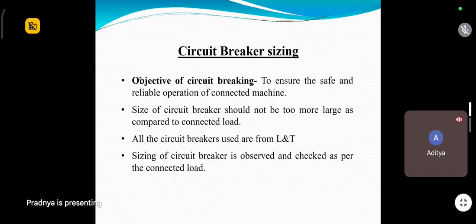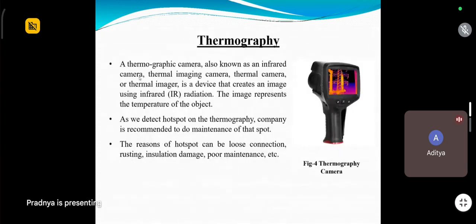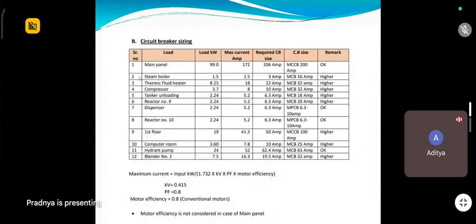The next procedure in the energy audit is to check the circuit breakers and their sizings, in which we check whether the circuit breakers connected to different applications and motors have appropriate rating or not. We took the readings as follows. We observed that the steam boiler, compressor, reactor, and blender number 2 have a higher rating of circuit breaker, which may prove hazardous when any fault occurs. So we recommend replacing them with a lower rating of circuit breakers.